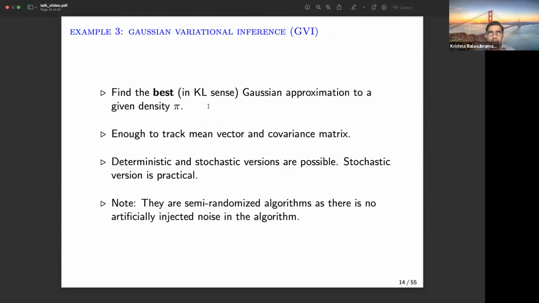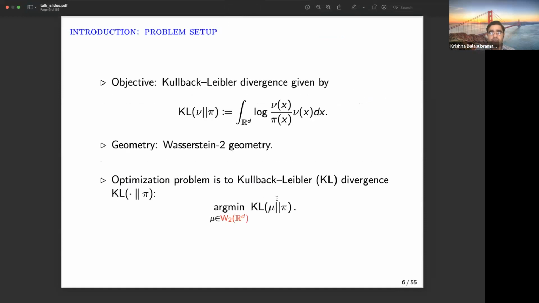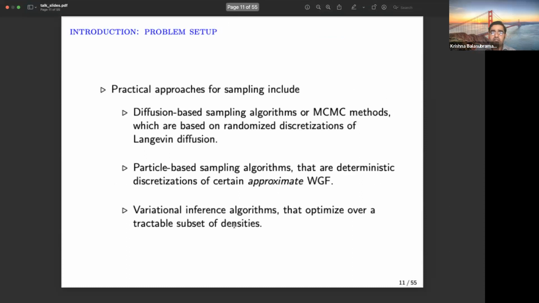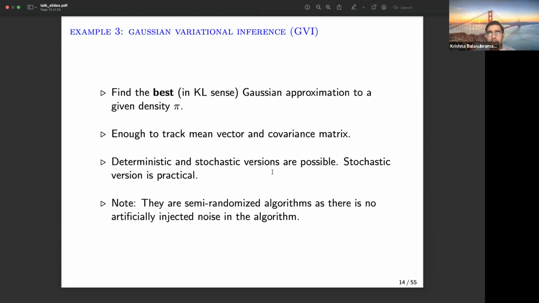So recall that in this optimization viewpoint, you're trying to optimize over the class of all densities. Whereas in variational inference, especially Gaussian variational inference, you try to find the best Gaussian which is an approximation to a given target density. Your target density could be anything, but you want to find the best Gaussian approximation to it. And how do we define the best? It's in terms of minimum KL divergence.